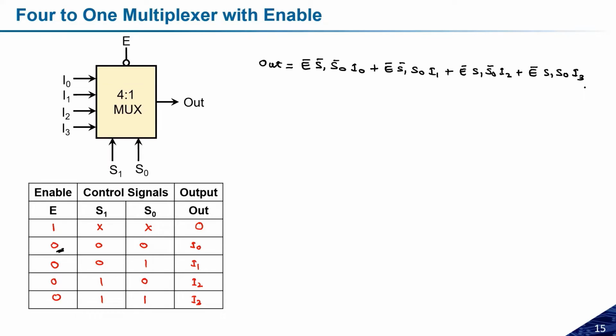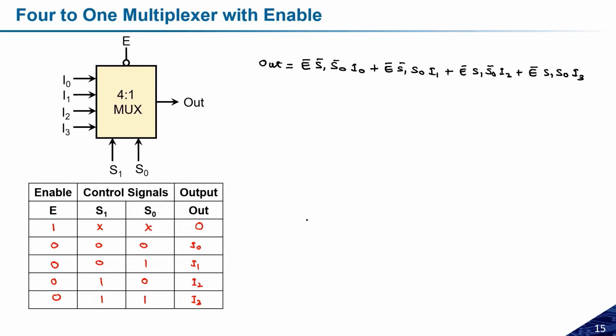This expression is simply based on whatever outputs we are getting over here. This output will be I0. This I0 will be transferred only if all are 0. Okay, and similarly for other cases. And this is how we can make the output expression.